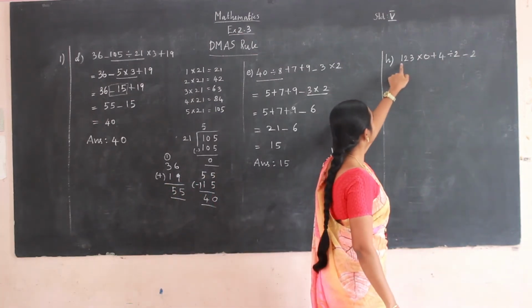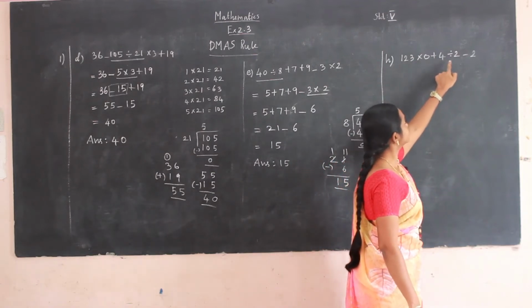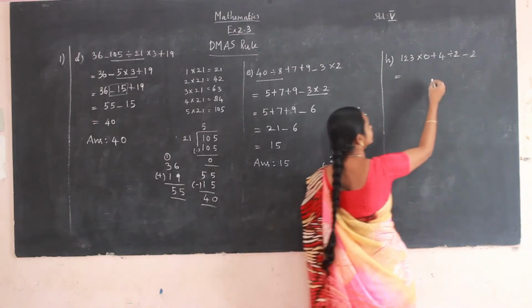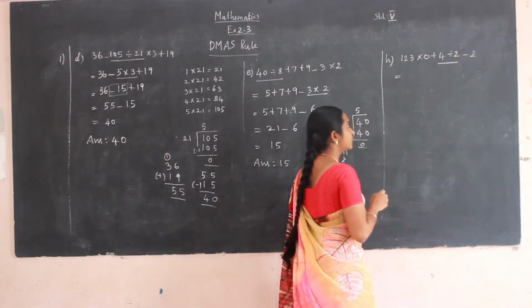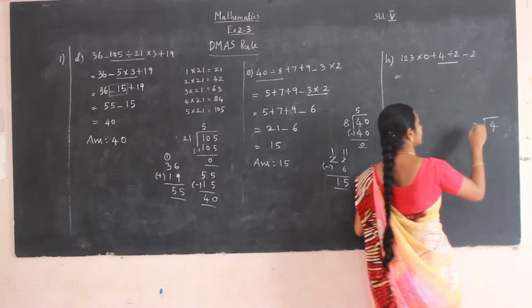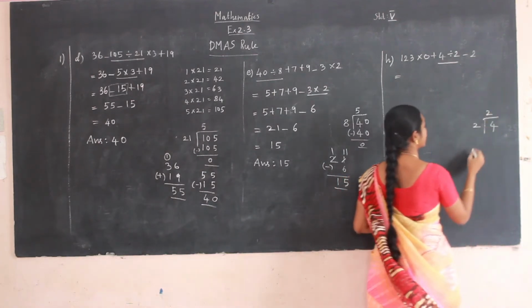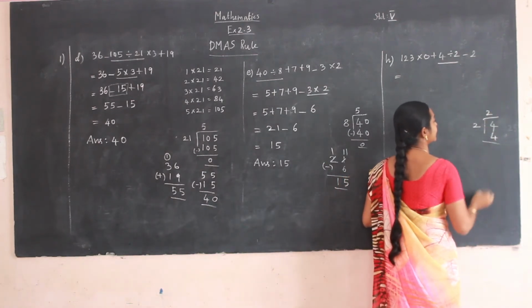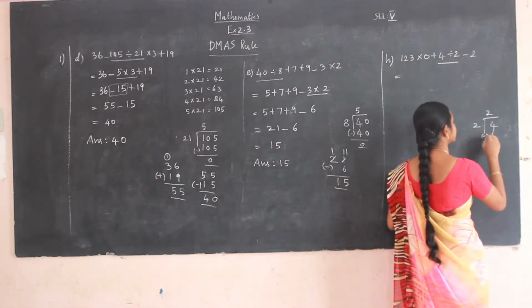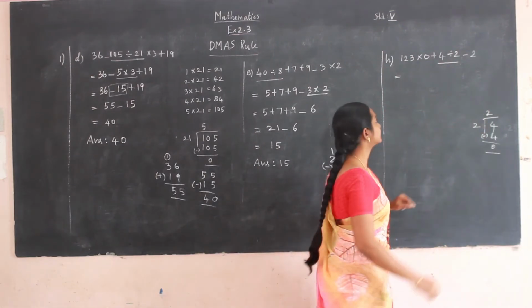Next sum is 123 into 0 plus 4 divided by 2 minus 2. According to the rule, we have to divide first. 4 divided by 2. We know that 2 into 2 is 4. So write 2 in the quotient. We have to subtract these two numbers. 4 minus 4 is 0. So the answer is 2.